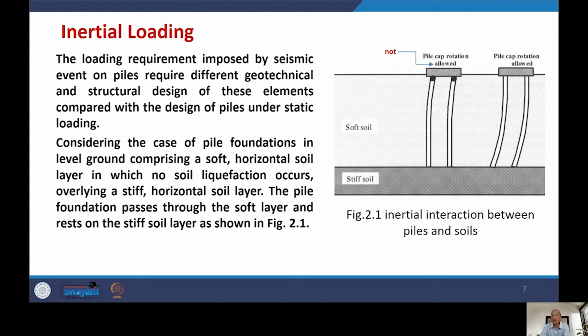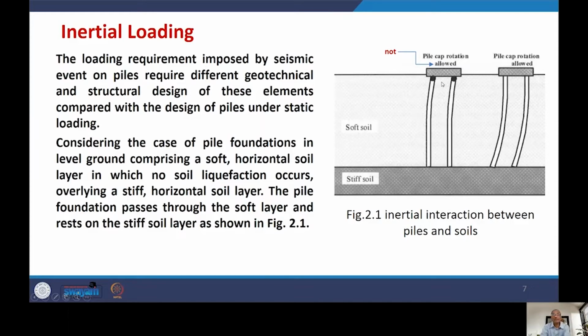But for the effect of inertial interaction of piles and soils, when we are not considering liquefaction, the discussion is based on two cases. The first case, when pile cap is prevented from rotation, not allowed. So this is pile cap rotation not allowed. The second case, when pile cap rotation is allowed. Okay. So let's discuss when it is not allowed.